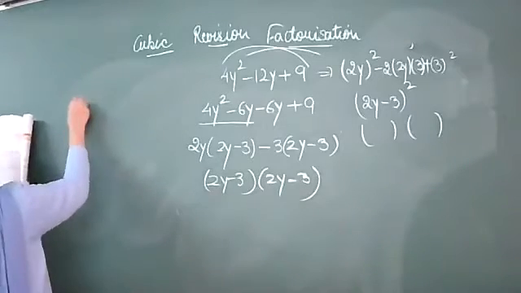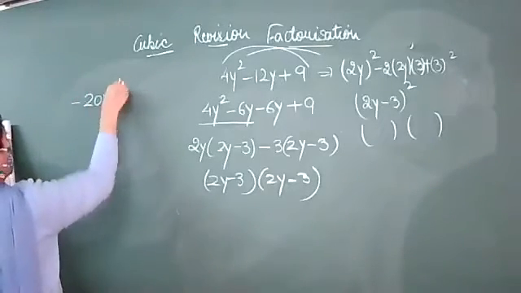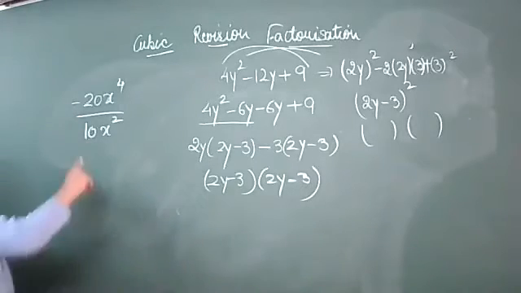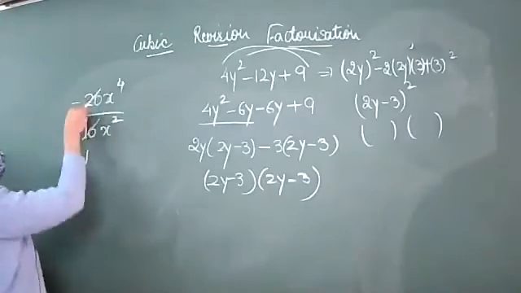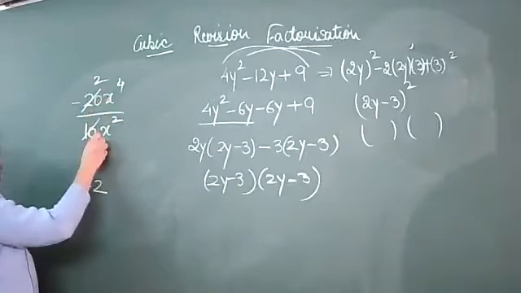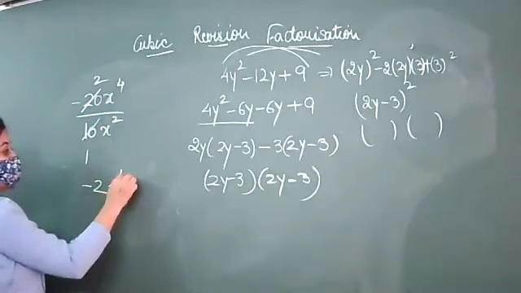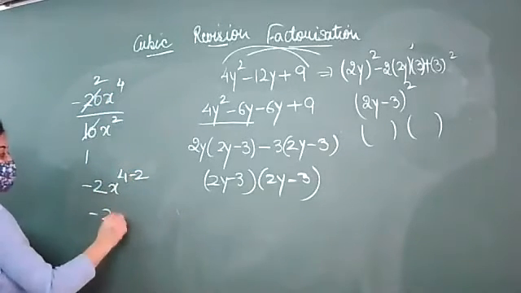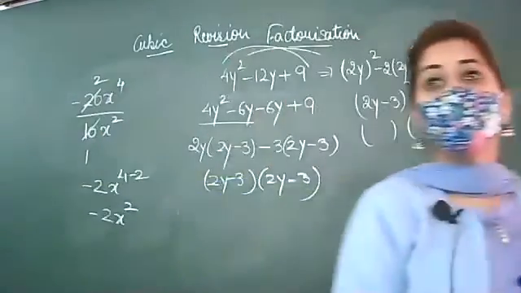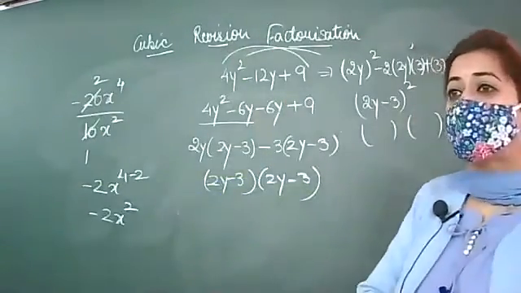Next question, division. Minus 20x raised to power 4 divided by 10x square. Cancel out the number with number. 10 ones are 10, 10 twos are 20. Minus 2. The terms are dividing. Base is same, so power will be subtracted. So minus 2x raised to power 2. Is it clear? Yes.